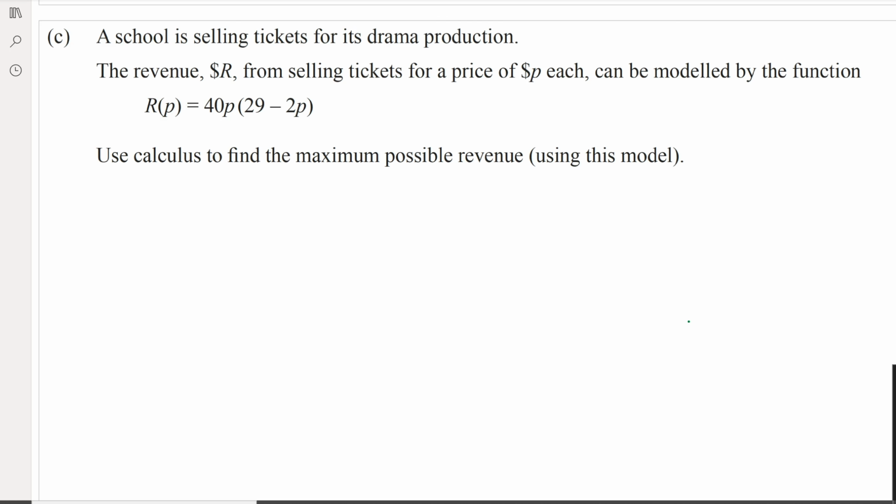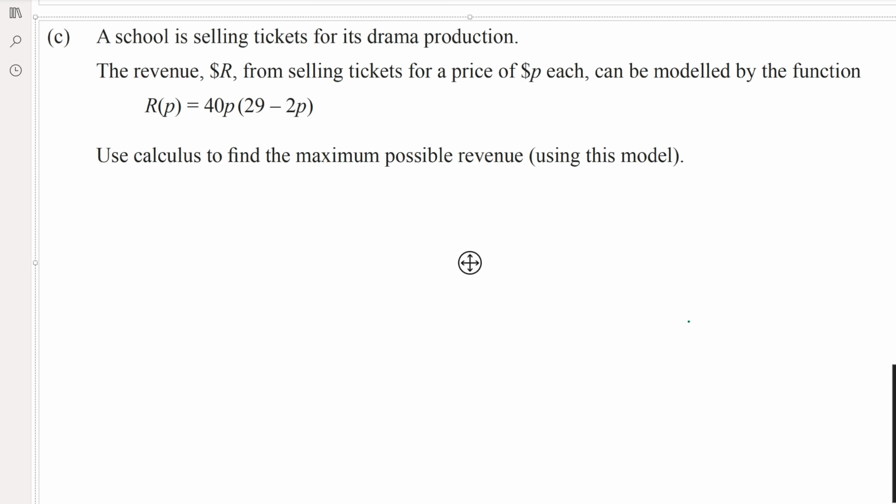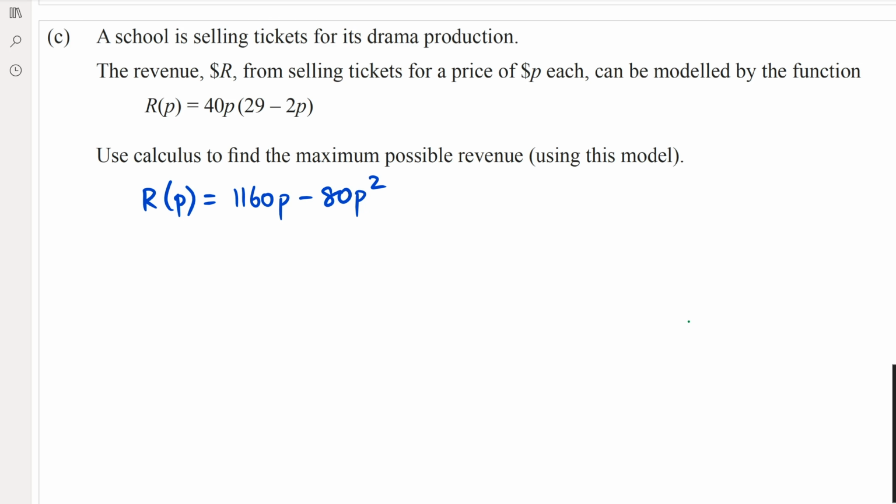Okay, so what we have is we've got a school that's selling tickets. The revenue is given by this formula. Use calculus to find maximum possible revenue. So guys, straightforward question in terms of calculus. Differentiate, equal to 0, and solve. So what we have is R of P. We kind of need to expand it first. So 40 times 29 is 1160P minus 80P squared.